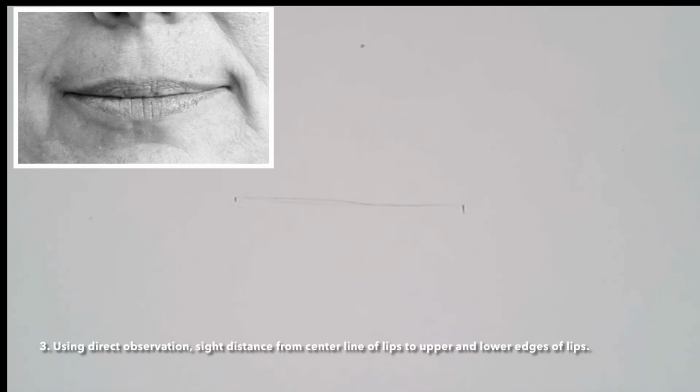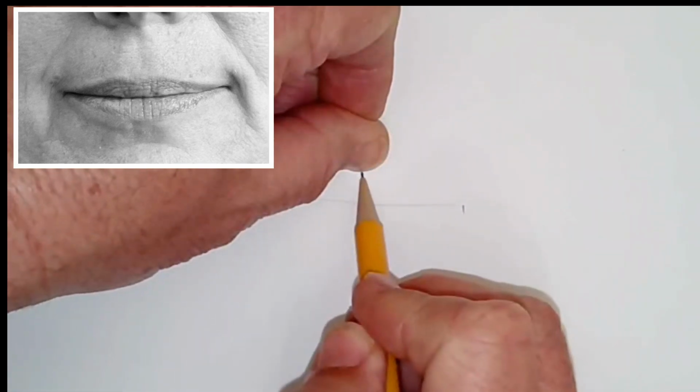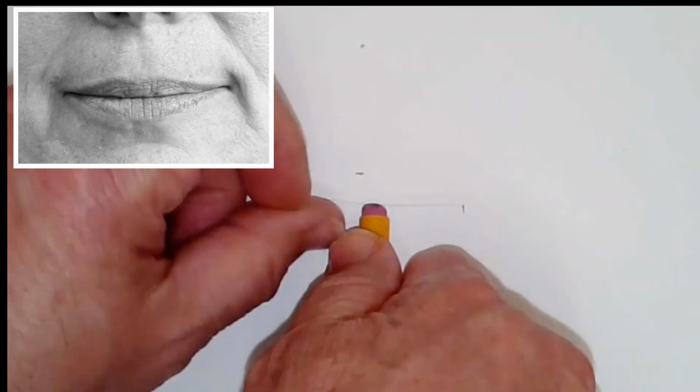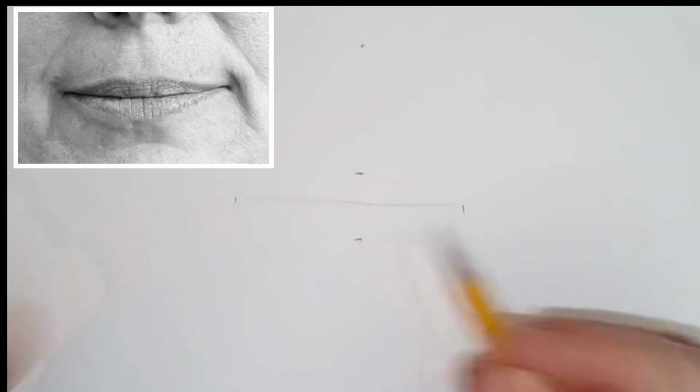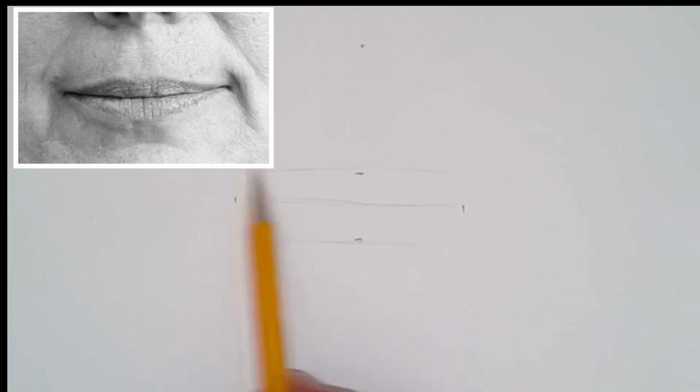Using direct observation, then I'm going to sight the distance from the center line of the lips to the upper and lower edges of the lips. This will establish the basic upper and lower lip planes that we will be using. So as I do this, mine is coming up to about here. So there's one. The lower lip appears to be slightly bigger. So come down to here. So this is my lip plane. My lips are going to fit into that space.